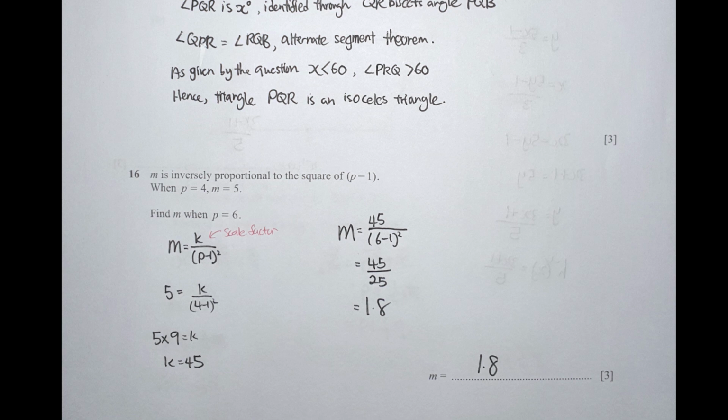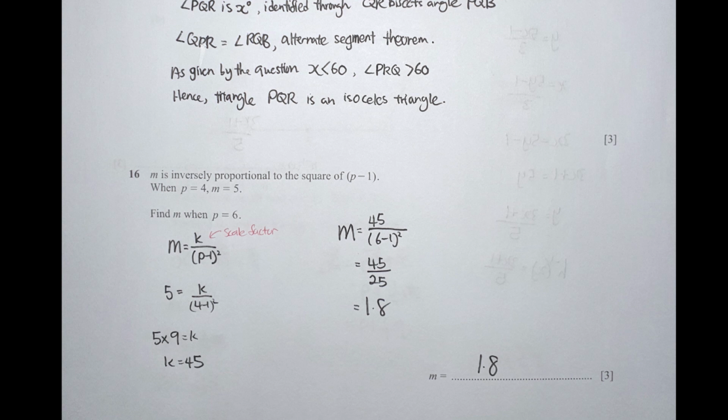Question 16, very straightforward. It is assessing you on inversely proportional. I first constructed the equation that goes by m equals k over (p minus 1) squared. Some of you might wonder, what role does the k play over here? Please take note of this. When it comes to proportional questions, there's always a scale factor involved. So the k here is actually the scale factor that we need to identify.